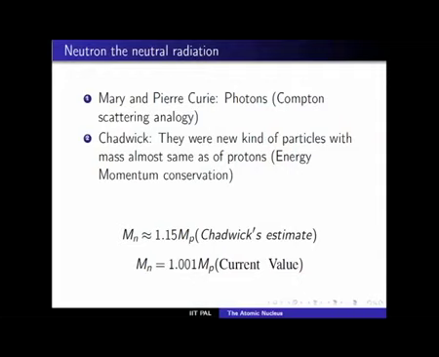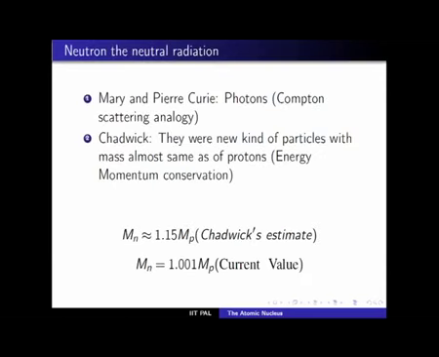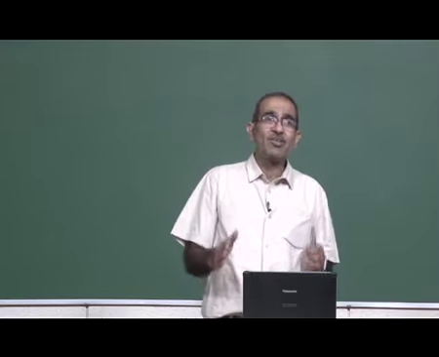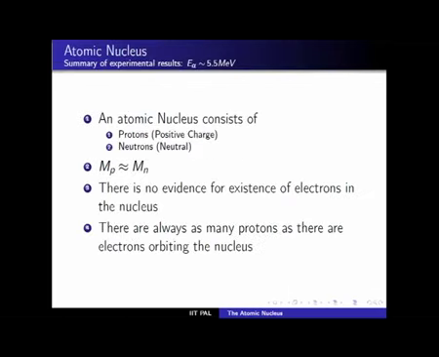By a careful analysis, we don't have time to get into that. What is it that Chadwick found? Chadwick found that the new particle was actually very close in mass to that of a proton. So as I am pointing out there, the mass of the neutron, as he called it, is about 1.15 times the mass of the proton. That was Chadwick's estimate, and today very careful experiments show that it is about 1.001 times the mass of the proton. That is the current value, and given the experimental conditions of those days, this is a remarkably good experiment.